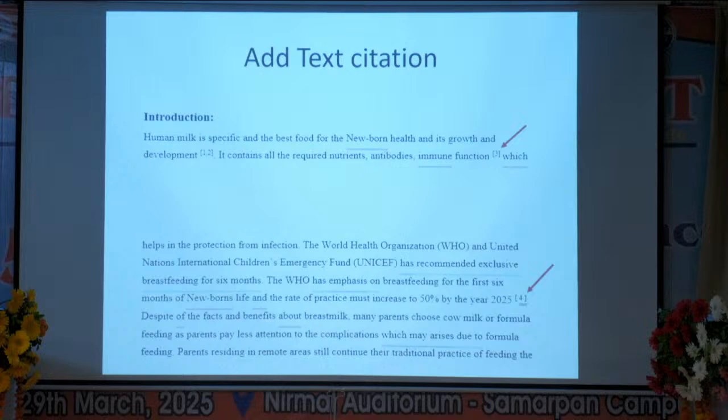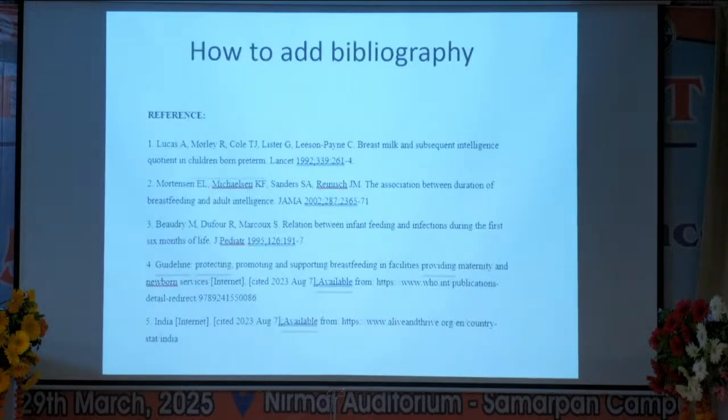And when you give this text citation, this software is very useful, as it will automatically create the bibliography also. This is how the bibliography will come. Automatically, you need not search who is the author, what is the page number, what is the year, the name of the journal. You need not search. This software will help very easily.